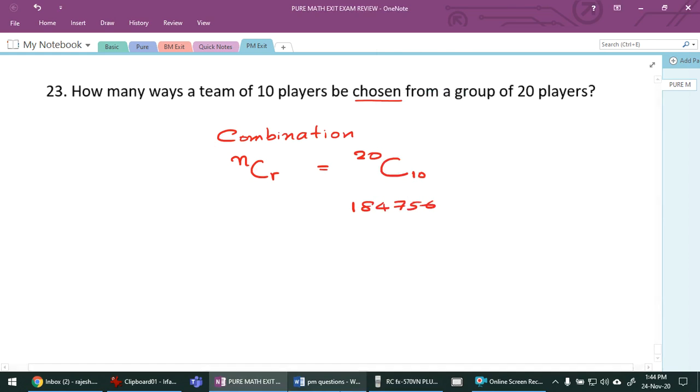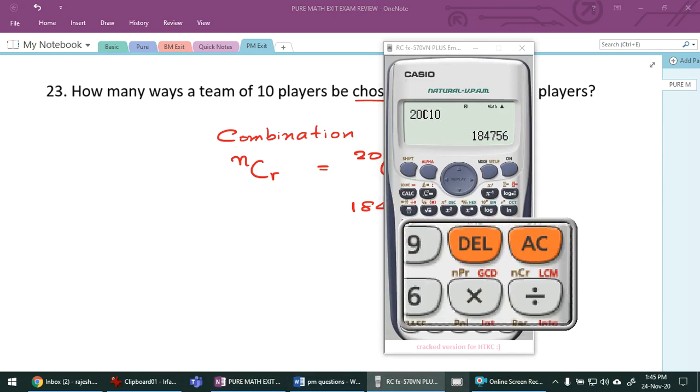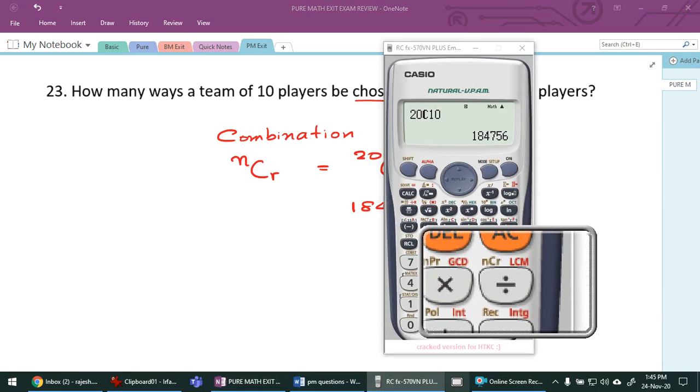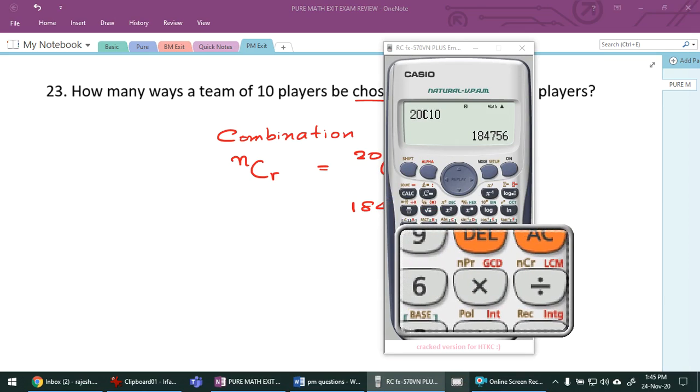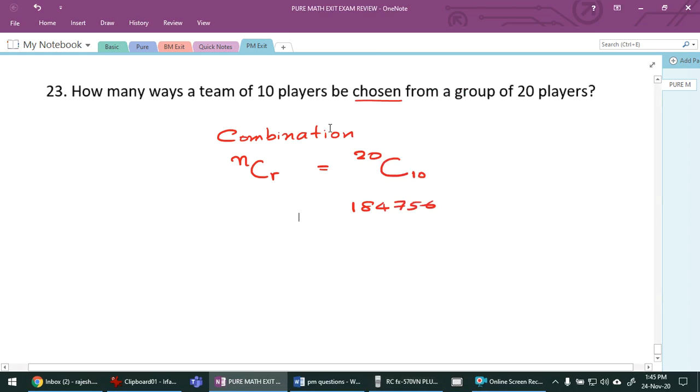You can see just above divide, you can see nCr written, and if it is permutation you have to use nPr. This question we have to use combination because you are choosing. If you are choosing, then it is combination. If it is arrange, then it is permutation P.